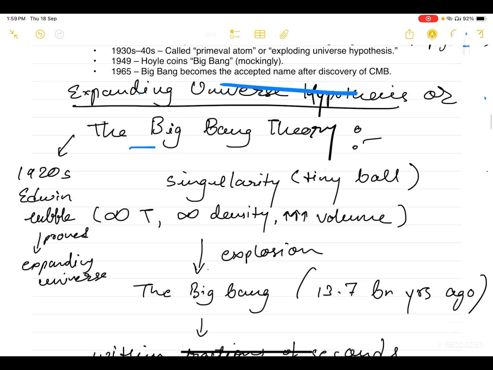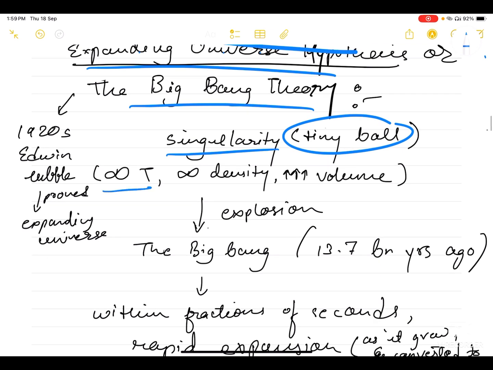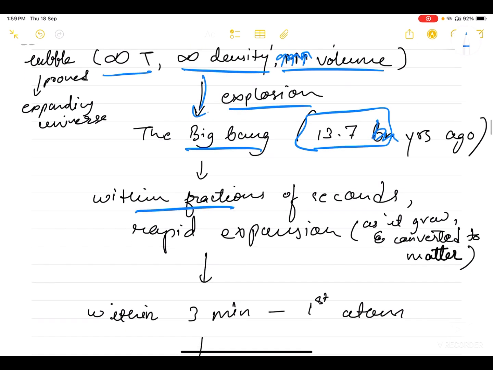So, what the Big Bang theory, or the expanding universe hypothesis, explains is that there was a singularity, which is kind of a teeny ball which had infinite temperature, infinite density, and unimaginably high volume. This underwent an explosion, which is called the Big Bang, about 13.7 billion years ago. Within fractions of a second of the explosion, rapid expansion started, and as it grew, energy started getting converted into matter.